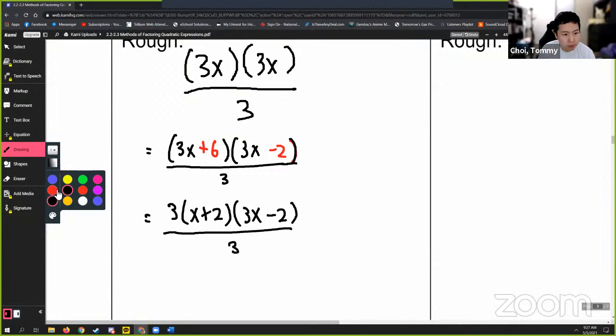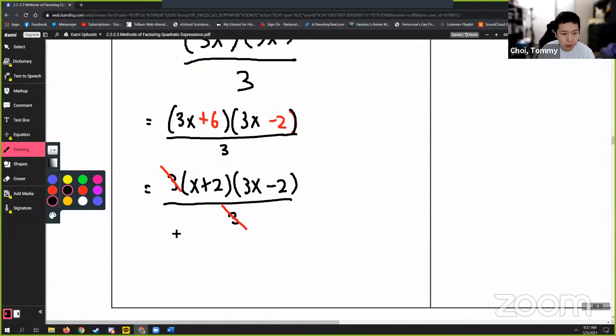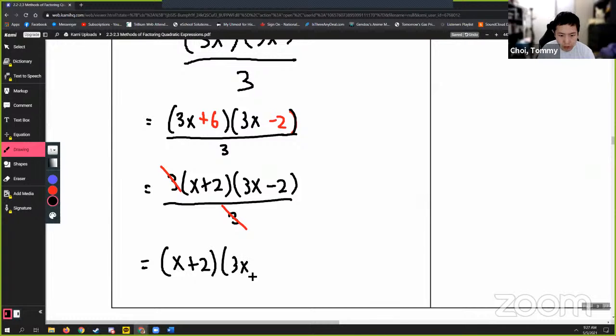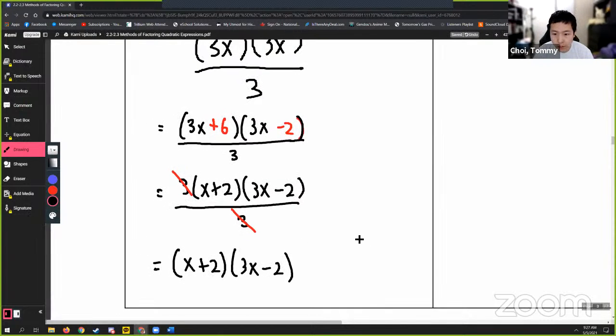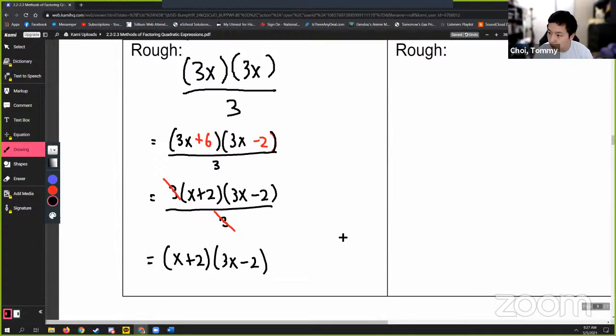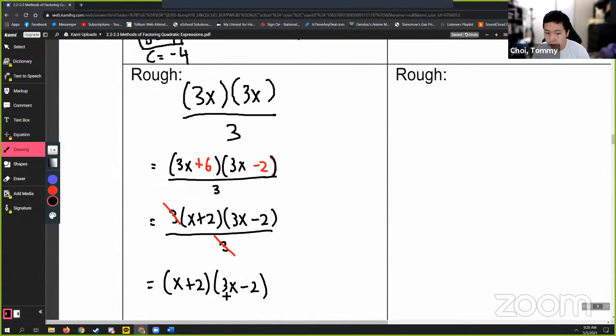What you'll notice now, because we factored out the 3, is we can actually cancel it out. It beautifully cancels out. And so what are we left with? We're left with our two brackets, x plus 2 and 3x minus 2. And this is the Australian method. By doing this, you are able to cancel out the denominator nice and beautifully, which leaves you with the two brackets at the end.